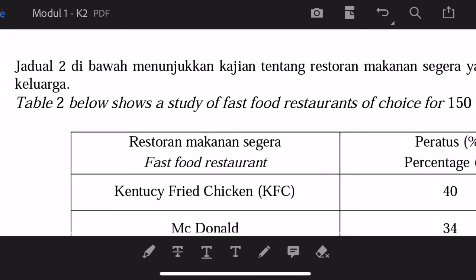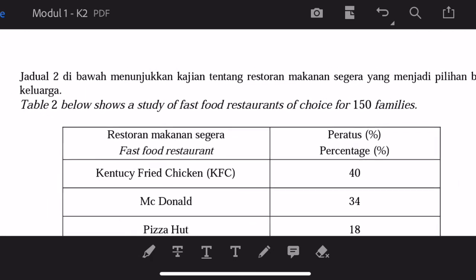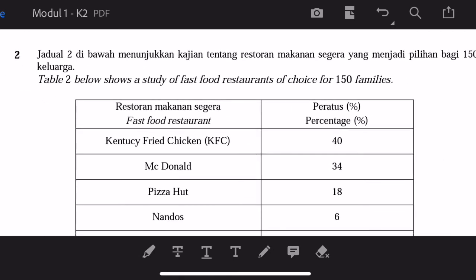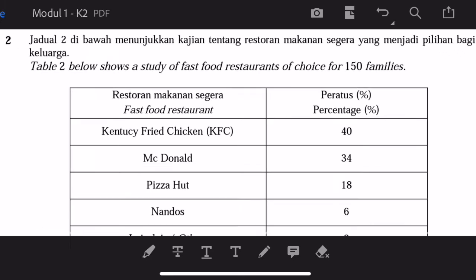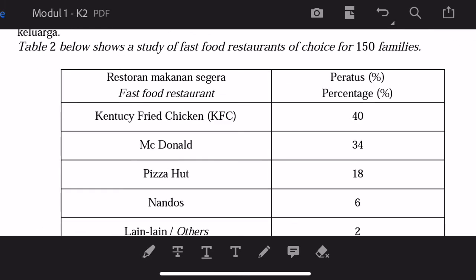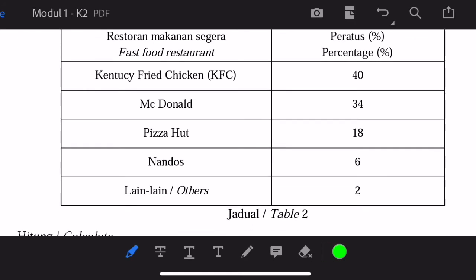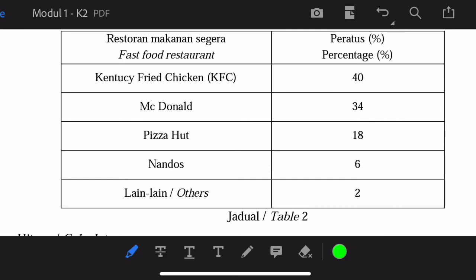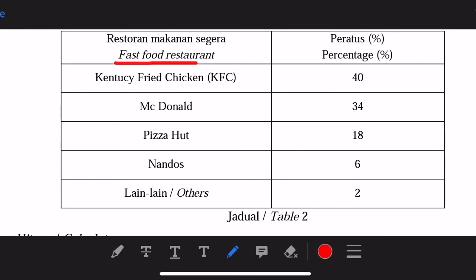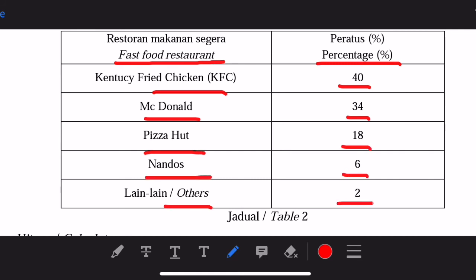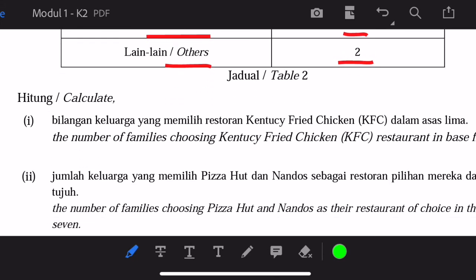So for question number 2, let's go through the question. The questions in Section A are all compulsory. Table 2 below shows a study of fast food restaurants of choice of 150 families. Okay, so let's have a look. We have those who like to go to fast food restaurants and the percentage. For KFC we have 40, McD 34, Pizza 18, Nando's 6, others 2. Okay, let's see what the question asks.